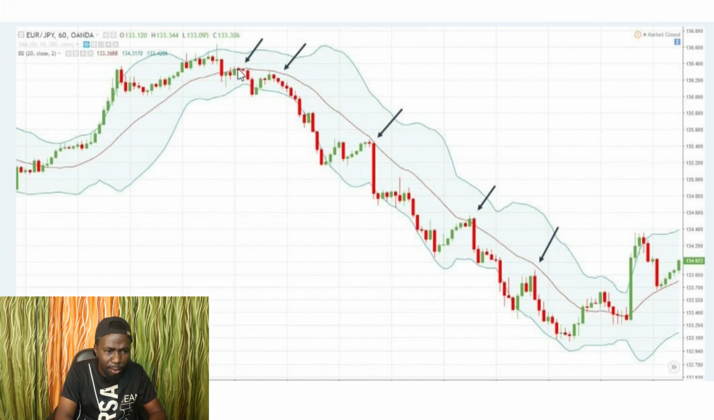The price breaks below the 20 EMA, rallied down, breaks below the lower Bollinger Band, and then makes a pullback, right? So if you decide to buy here because the price breaks below the lower Bollinger Band, the price will just make a little retracement to the 20 EMA and then continue heading down.